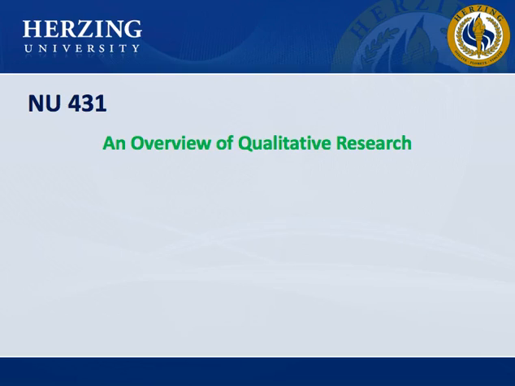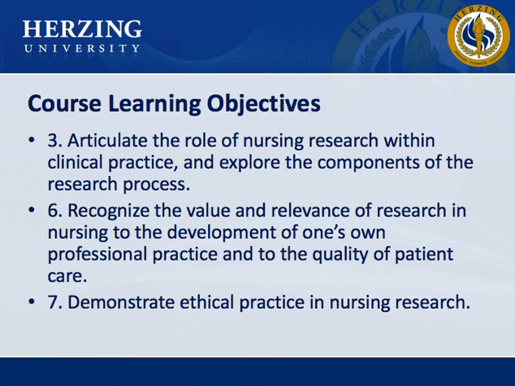Nursing 431, an overview of qualitative research. The course learning objectives include articulate the role of nursing research within clinical practice and explore the components of the nursing research process. Recognize the value and relevance of research in nursing development to one's own professional practice and to the quality of patient care. And lastly, demonstrate ethical practice in nursing research.